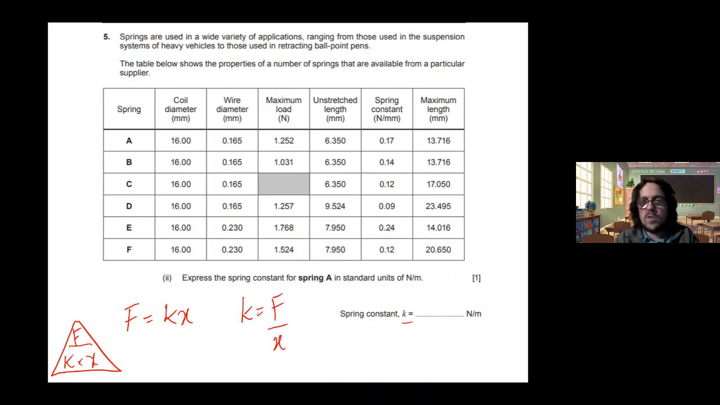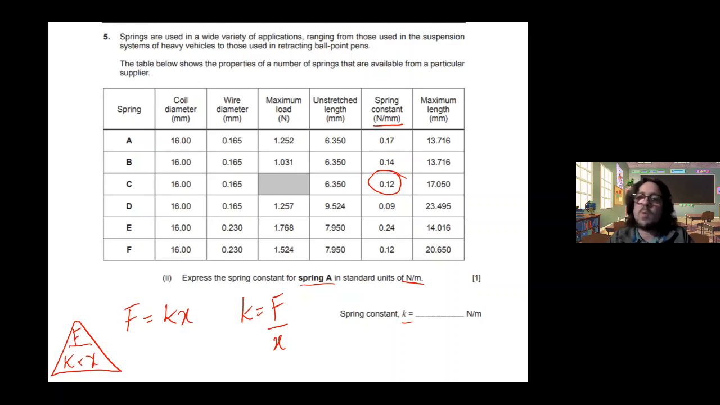And then the force in this question, well, the force here was, let's see. Oh no, hang on. Express the spring constant for spring A in standard units of newtons per meter. Didn't need to do this even, because this question, look, is giving you the answer to the spring constant. Look, for C, it's telling you in the table that it's 0.12. So 0.12, that's newtons per millimeter.